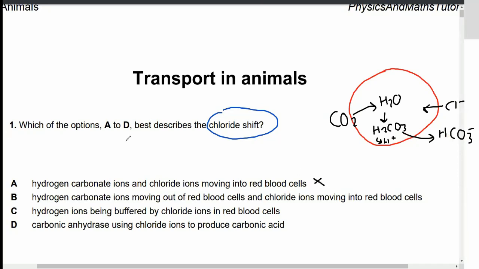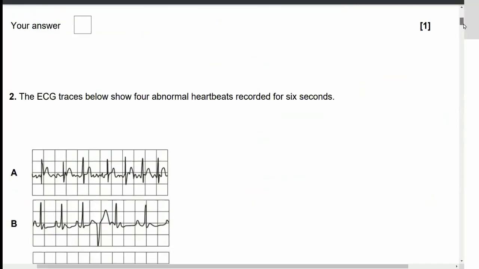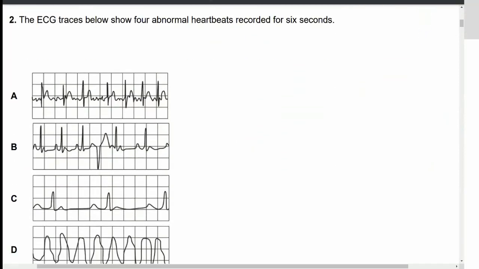So for A, hydrogen carbonate ions and chloride ions both move into the red blood cell. Well, that's patently untrue here. One's moving in, one's moving out. What's actually happening is chloride ions are moving in and hydrogen carbonate are moving out. So B is the correct answer. C and D are also incorrect. Carbonic anhydrase doesn't join with chloride ions to produce carbonic acid. That was carbon dioxide and water.